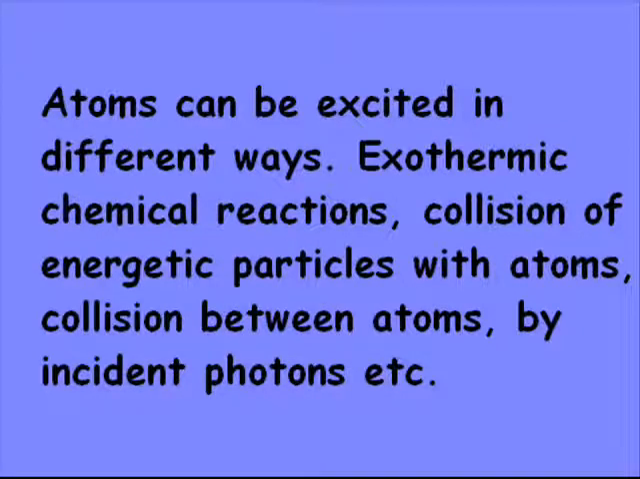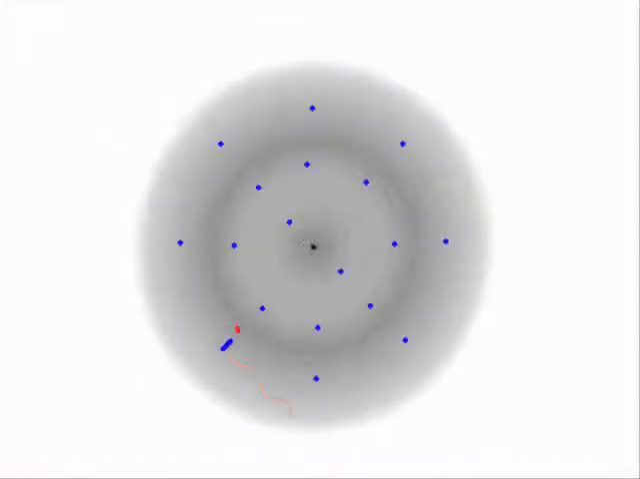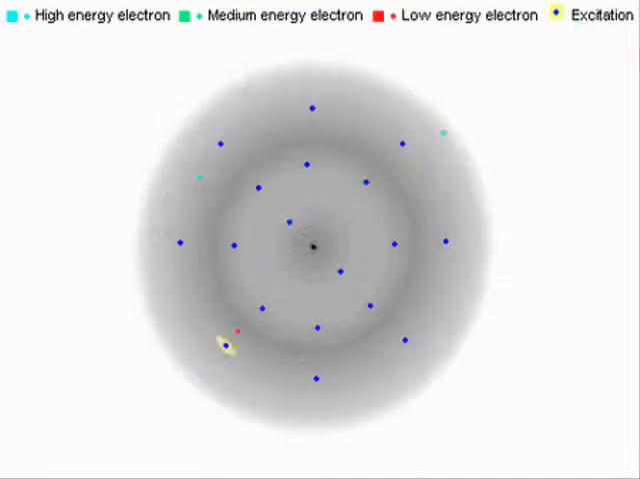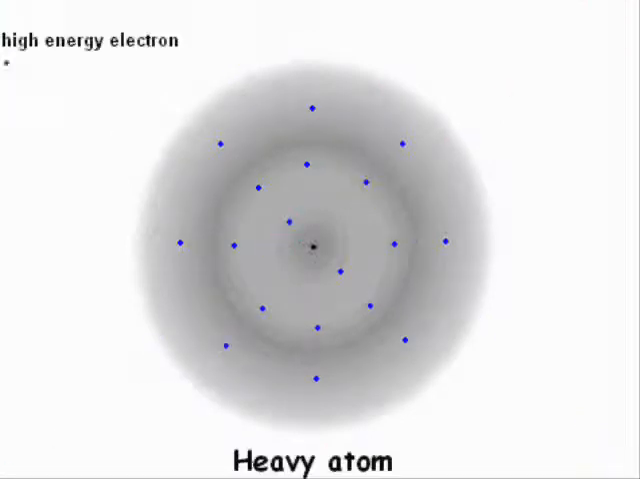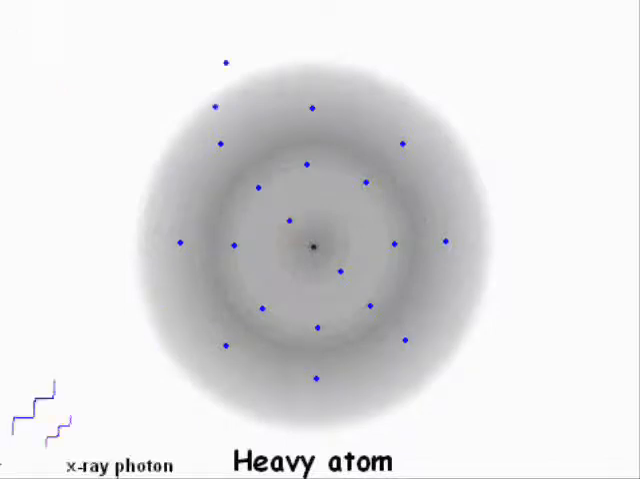Atoms can be excited in different ways: exothermic chemical reactions, collision of energetic particles with atoms, collision between atoms, incident photons, etc. When an atom is excited, its shells start to oscillate. Since each of the shells has its own unique natural frequency, when excited, a shell oscillates at its natural frequency. If a shell has one or more electrons in it, the excitation of that shell causes the electrons in it to also oscillate with the shell. This oscillation of the electrons causes the emission of photons at the natural frequency of that shell.